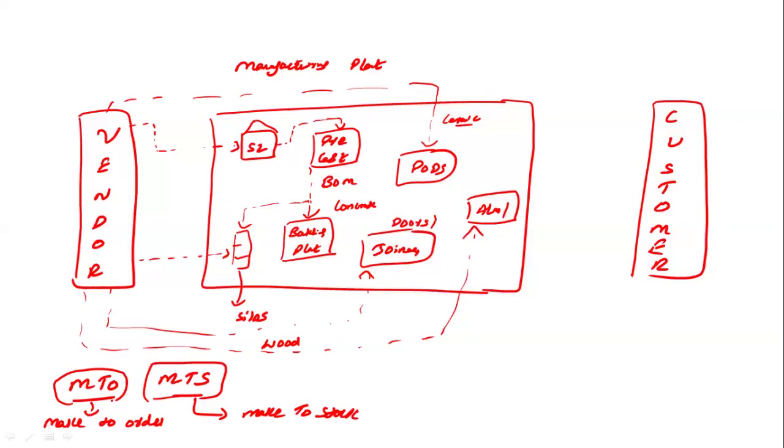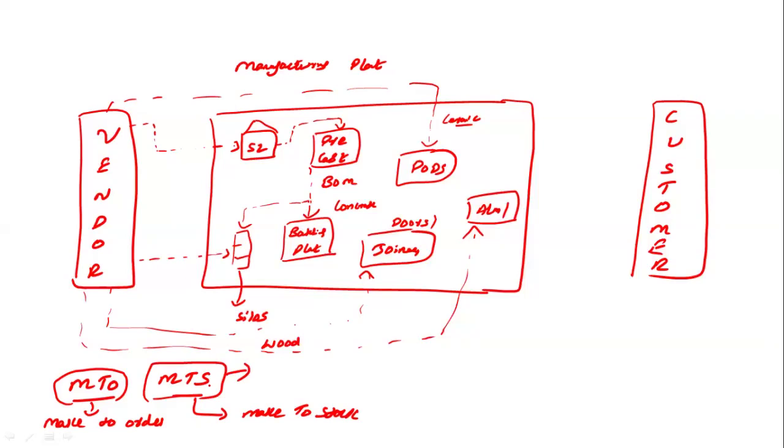Make to stock is nothing but you don't need to wait for the customer order. You will manufacture and keep the stock in your warehouse, and as soon as the order comes, you will send. So this precast, joinery, pots, aluminum, all are going to be your make to stock. In this construction-based industry, you will not have any MTO orders, which is make to order. All are MTS.